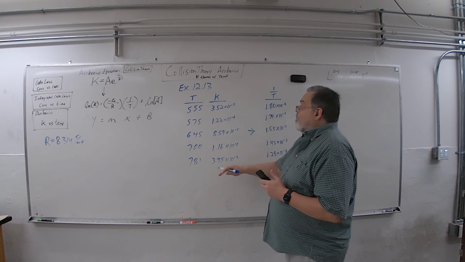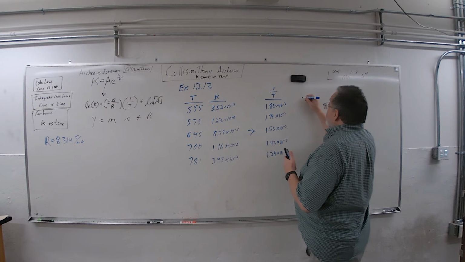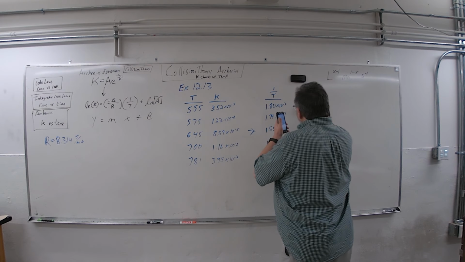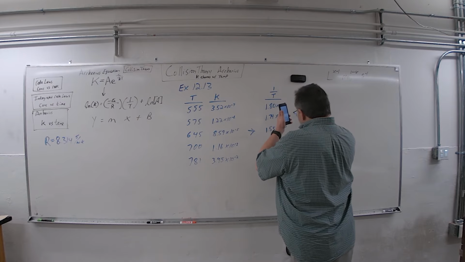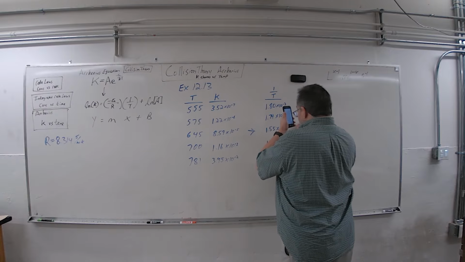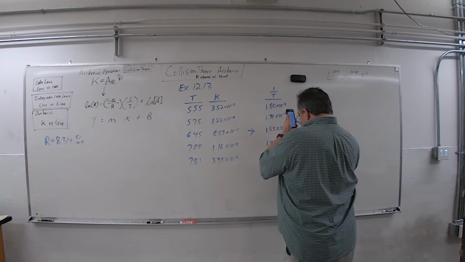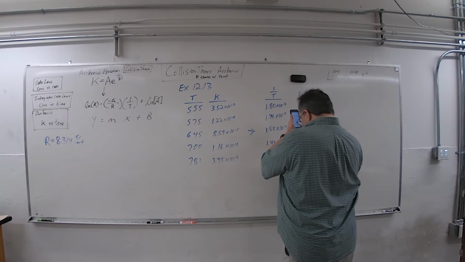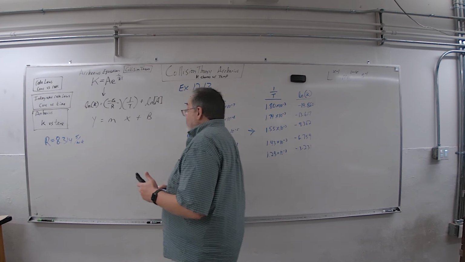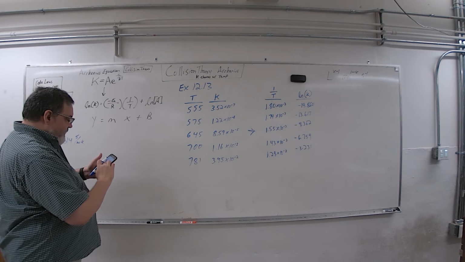So that's what you get if you do 1 divided by this, you get that. And then you need natural log of k. So there's your new data. And then if you graph this, you will see a linear trend.